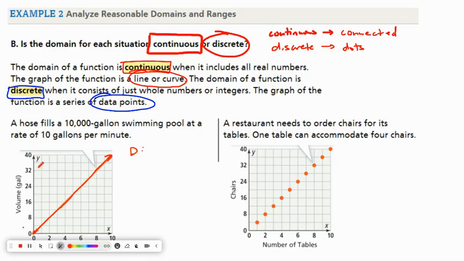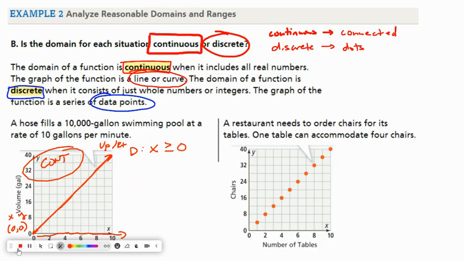So this is a continuous graph, so C-O-N-T. This is a continuous graph. It's connected, it's a ray, but a line. It starts at the point 0, 0. The first 0 is the x, the second 0 is the y. This arrow is going up and to the right. So for the domain, we are starting at 0 on our x, and we're going to the right. So that means that our domain, our x values, must be greater than or equal to 0.